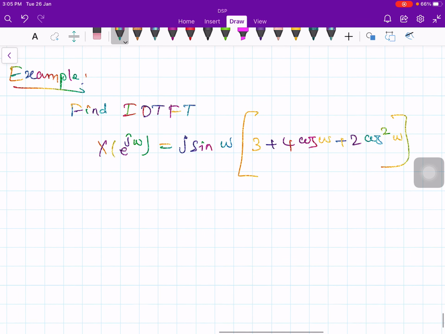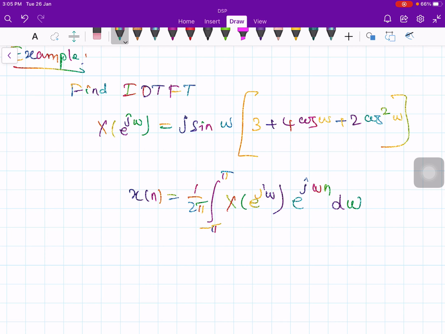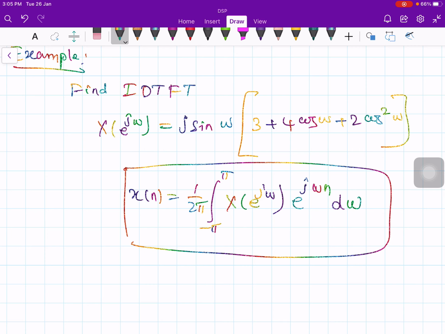Now how do you proceed with this? Now obviously in general you will have the integral, right? What is the inverse integral? x of n is equal to 1 by 2 pi integral from minus pi to plus pi of X of e to the j omega, e to the j omega n, d omega. Now if you use this inverse discrete time Fourier transform formula, then you will be trapped. You cannot get the answer very quickly. Therefore you don't need this formula here.